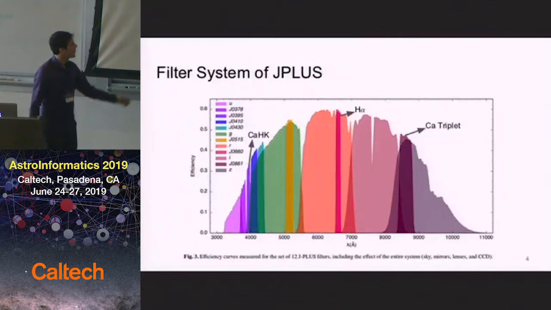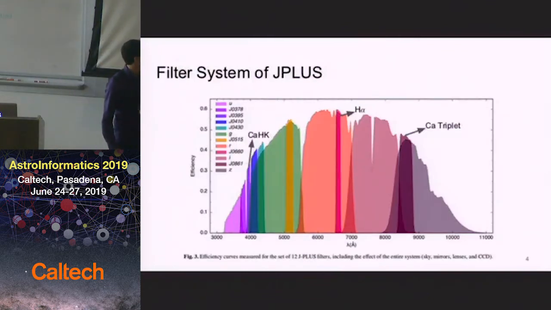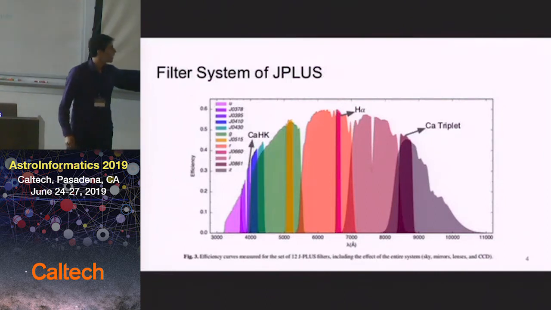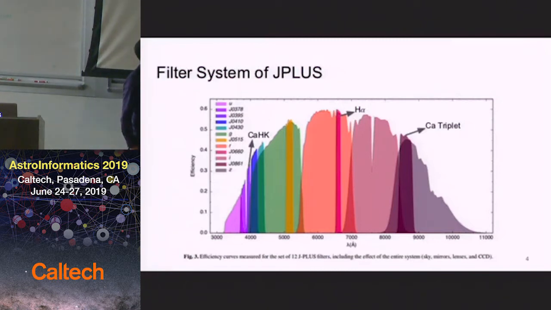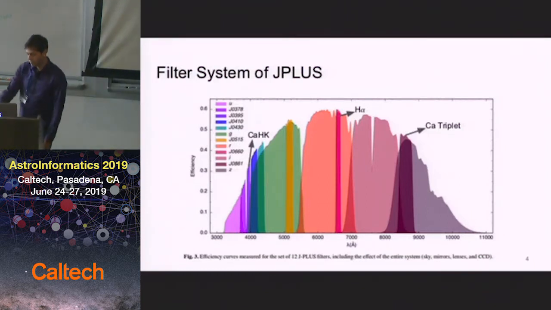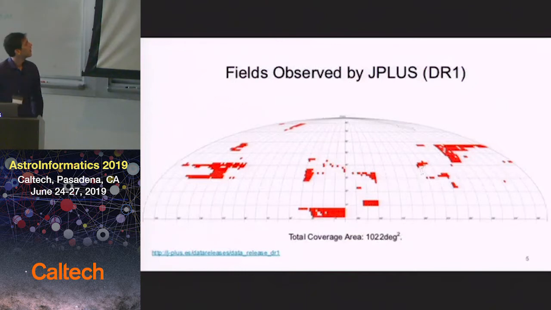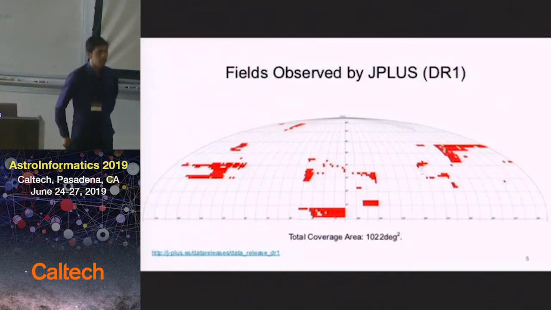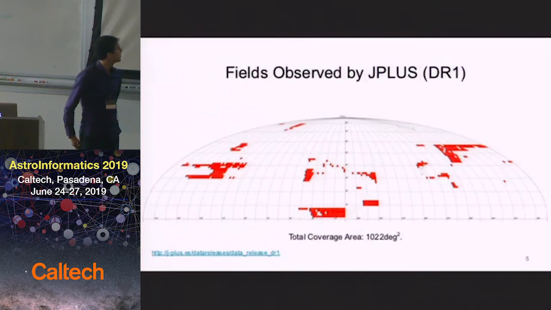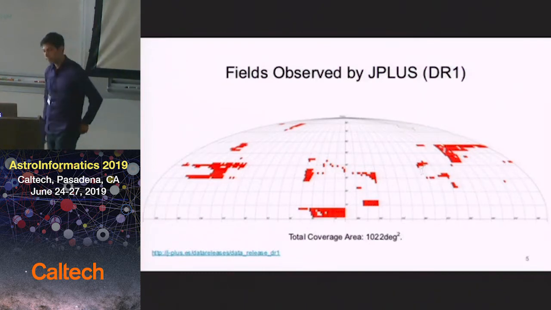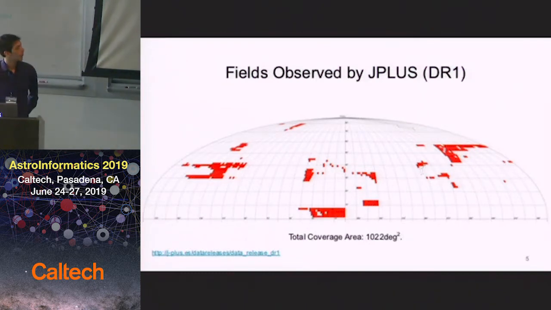So this is the filter system of JPLUS. We have 4 filters in common with the SDSS one, and we have another broad, narrowband, and intermediate. Some of the intermediate filters were designed to match some interesting spectral features. This is the field observed so far by this survey, and the total area is 1,000 square degrees.